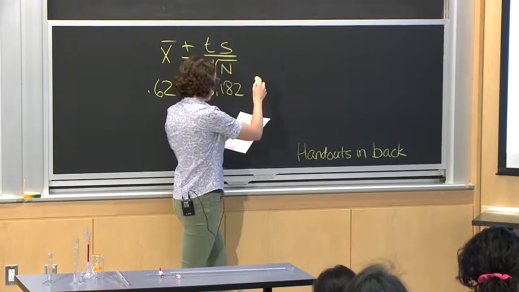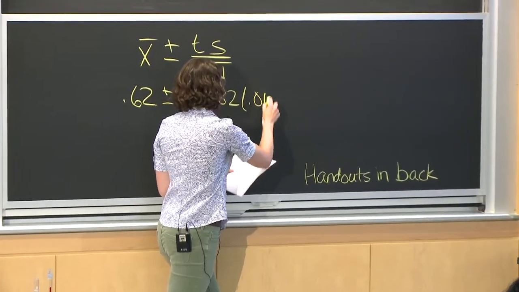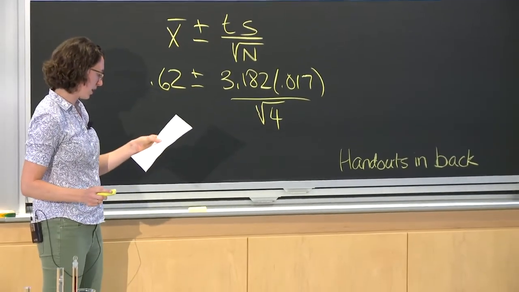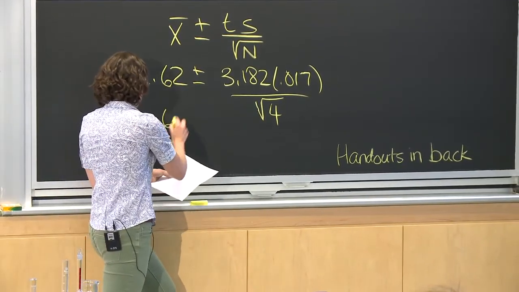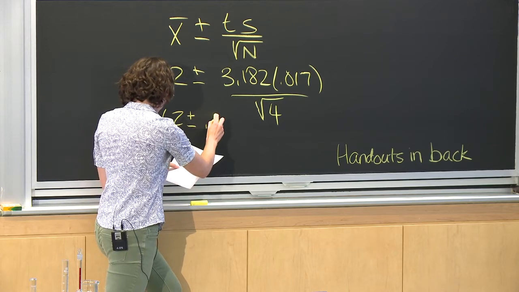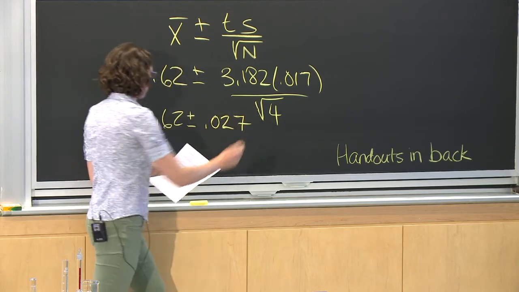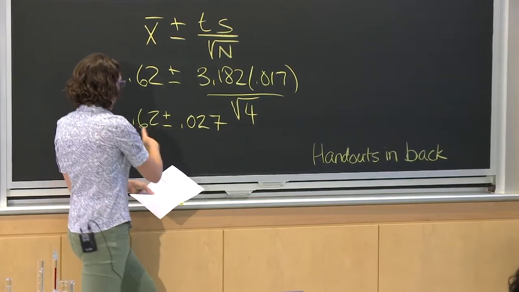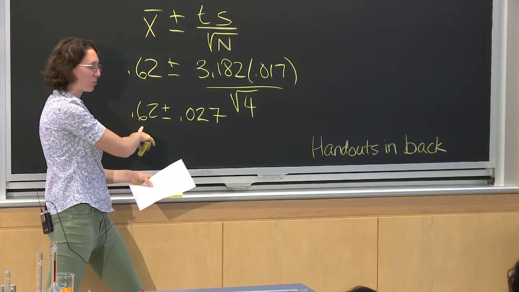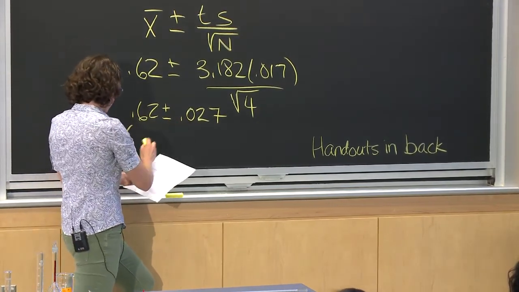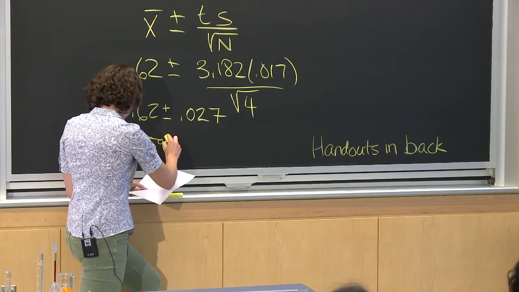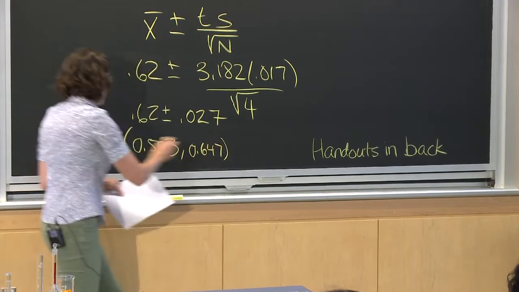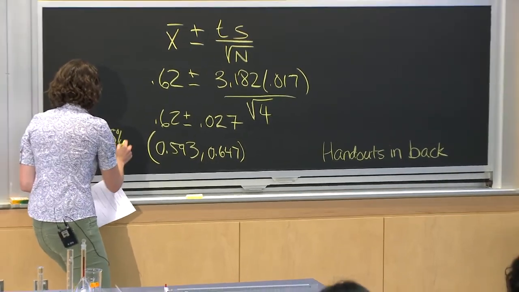And then times 0.017. What you get if you do that out is, when you're going to report your 95% confidence interval, you would add this number and subtract this number from your mean and then report it as a range in parentheses. So 0.593, 0.647. And so that's your 95% confidence interval.